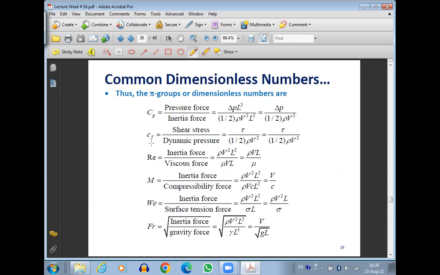We have the friction or shear coefficient, which is basically a ratio of shear stress to dynamic pressure. Reynolds number is the ratio of inertia force to viscous force. Mach number is the ratio of inertia force to compressibility force. Weber number is the ratio of inertia force to surface tension force. Froude number is basically a ratio of inertia force to gravity force. As mentioned, all of these ratios or dimensionless parameters are basically the ratio of two forces.